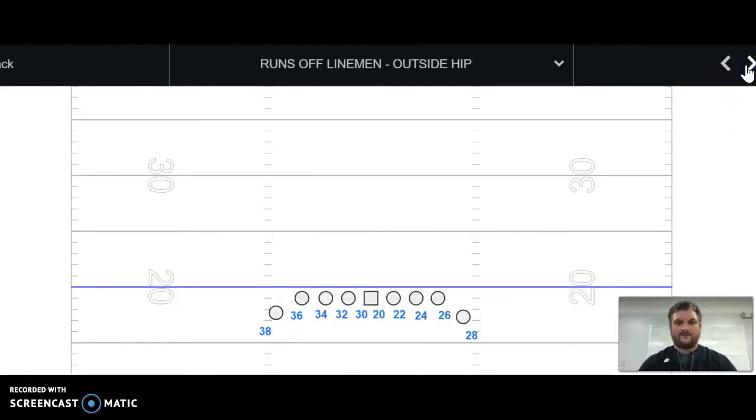Runs off of linemen, meaning their outside hip. So here you've got a labeling. As we go to the right, outside hip plays will be a 20, 22, 24, 26, and 28. That meaning most of the time they're going to come off down blocks off of that player. To the left, those same exact plays would be 30, 32, 34, 36, and 38, meaning they're going to come off down blocks from these players on this side.